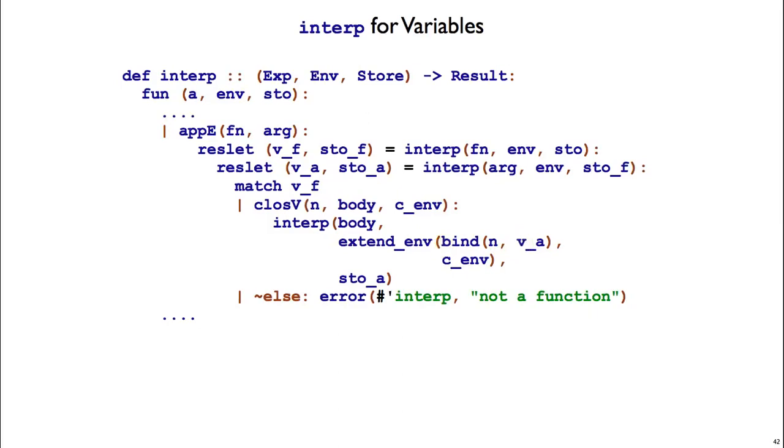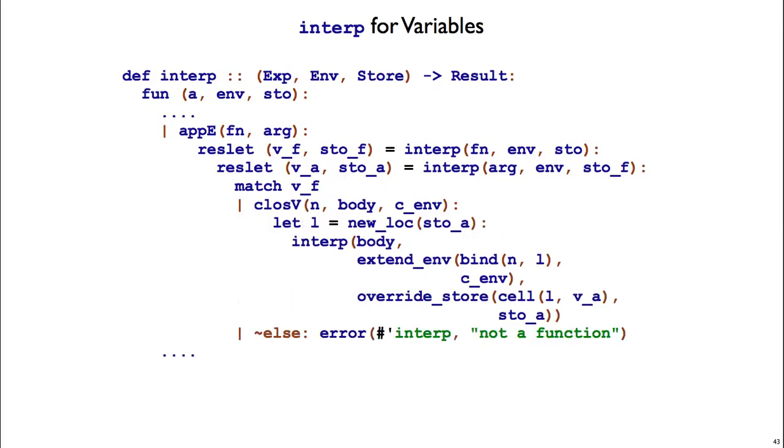So just like with the let case, we need to create a new location and build a mapping for that. The change here is very similar to the change that we made to the let case. We create a new location L, and then we make a binding inside the environment, mapping the name to the location. And finally, we add a mapping to the store. So we point that location L to the value VA.